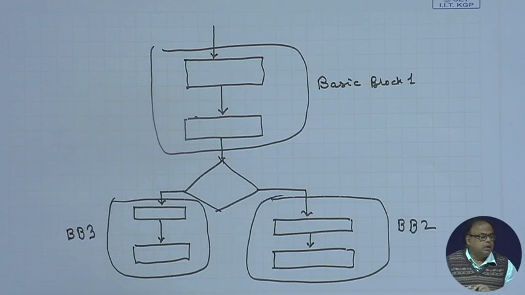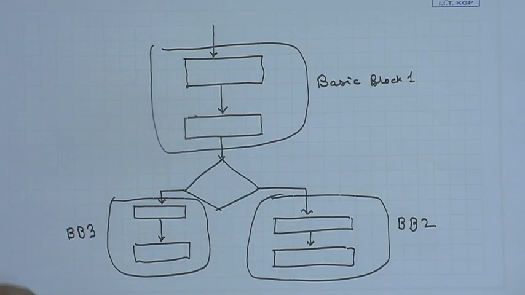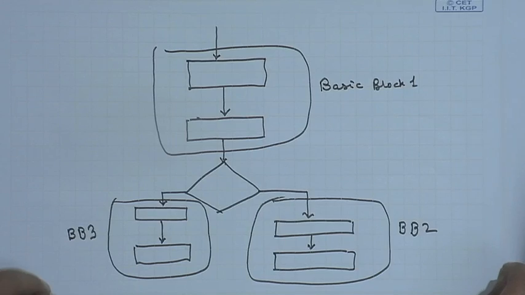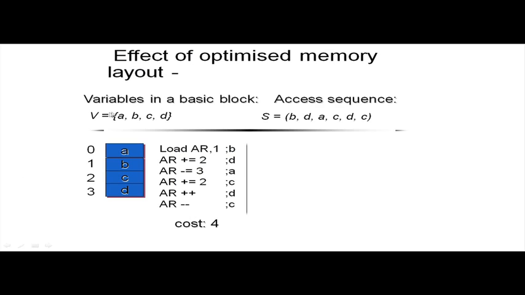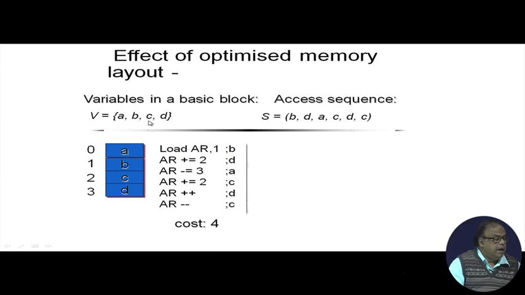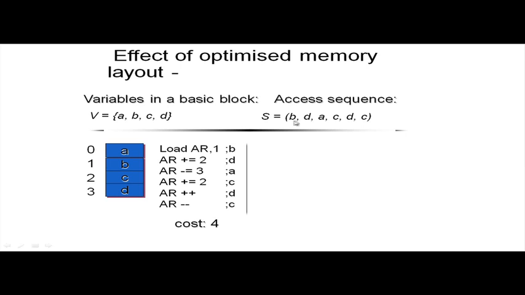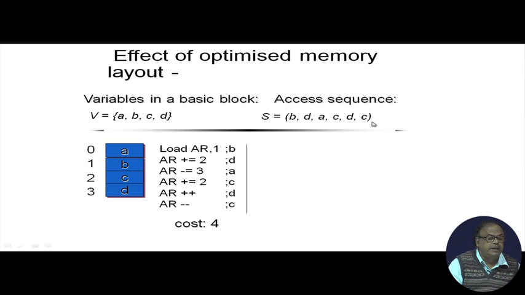All right. Now we are just considering one particular basic block, and say the variables in the basic block are A, B, C and D, 4 variables, and suppose they are laid out in this way, A, B, C, D, sequentially. Now, the access sequence, the way the program is trying to access, is that first it accesses B, then D, then A, then C, then D and then C.